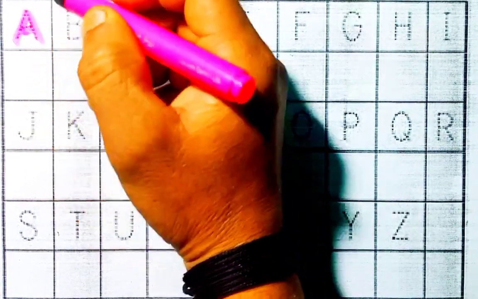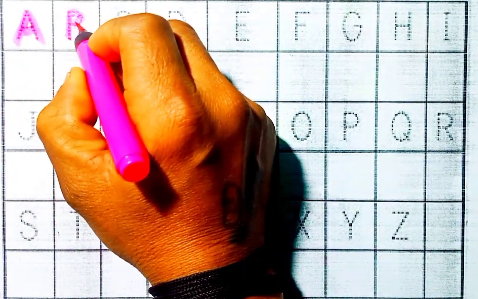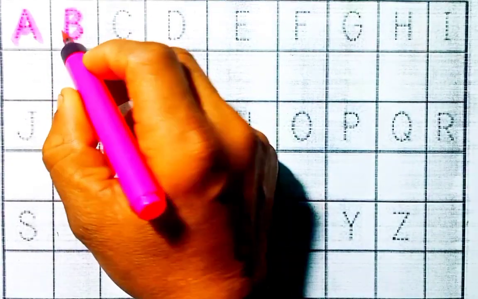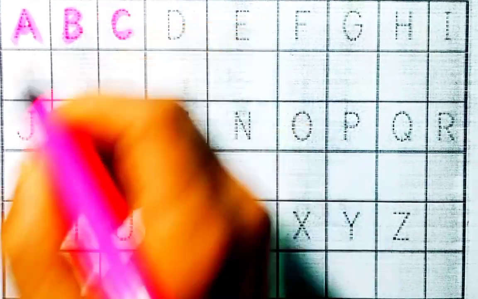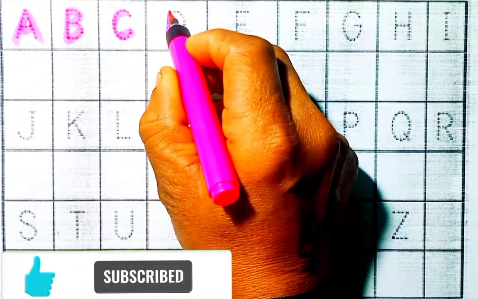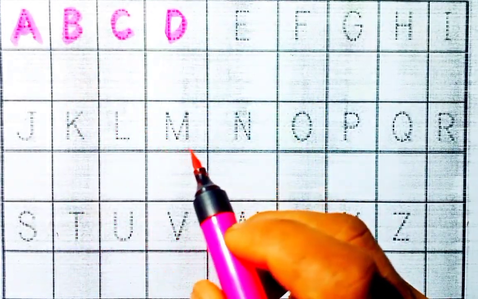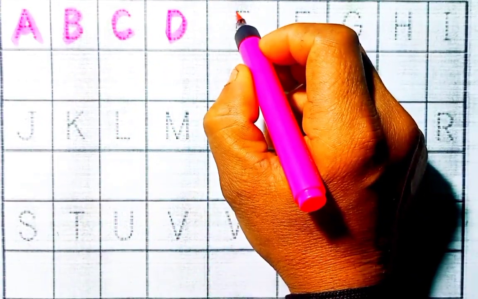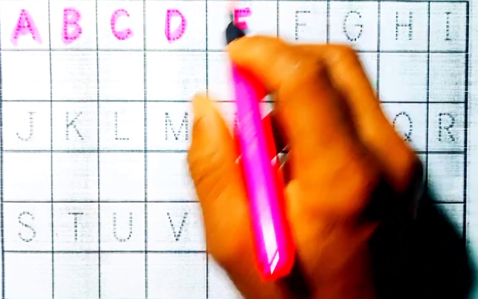A for apple, B for ball, C for cat, D for duck, E for elephant.